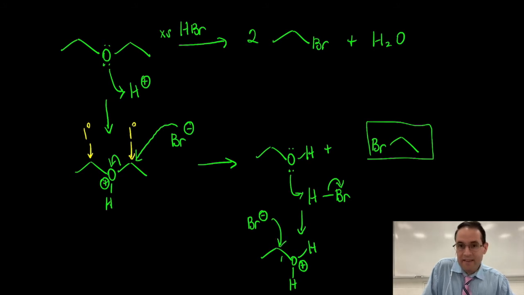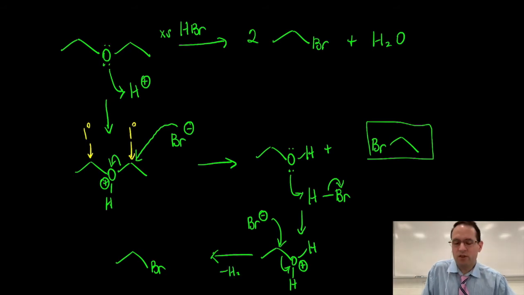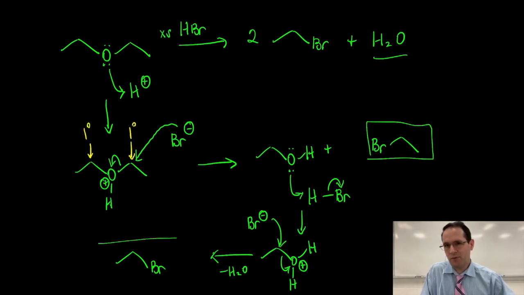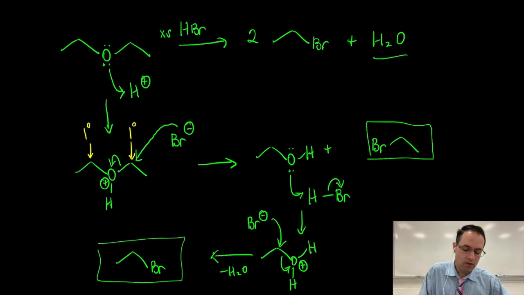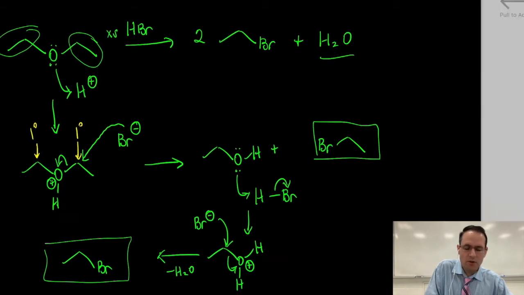Bromide can attack that primary carbon, displace neutral water, and give you bromoethane. Okay, so this is where water is formed. So water is a reaction product. That's where the oxygen ends up. And so you form 2 equivalents of bromoethane. Why 2 equivalents? Because your symmetrical ether has 2 of the same ethyl groups.